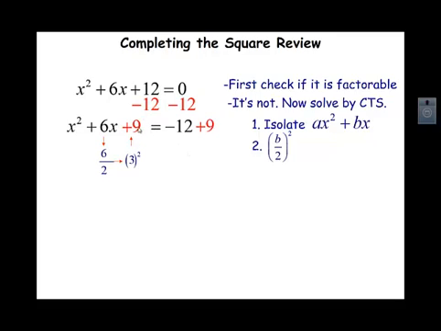So to keep this equation balanced, we have to add 9 to both sides. Okay, but the reason why we added 9 is because now we're going to write this as a perfect square trinomial. Think about if we were to use the x and factor this. What are factors of 9 that would give us 6?